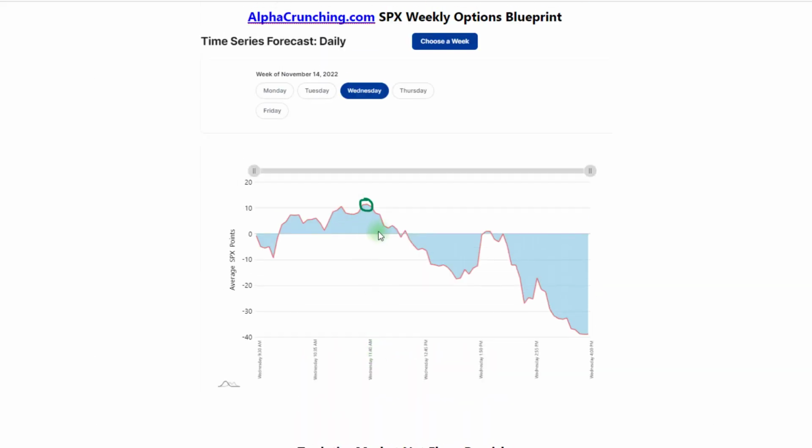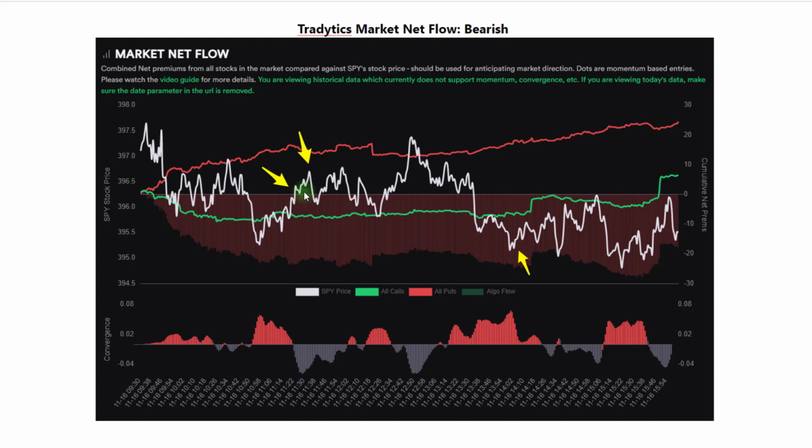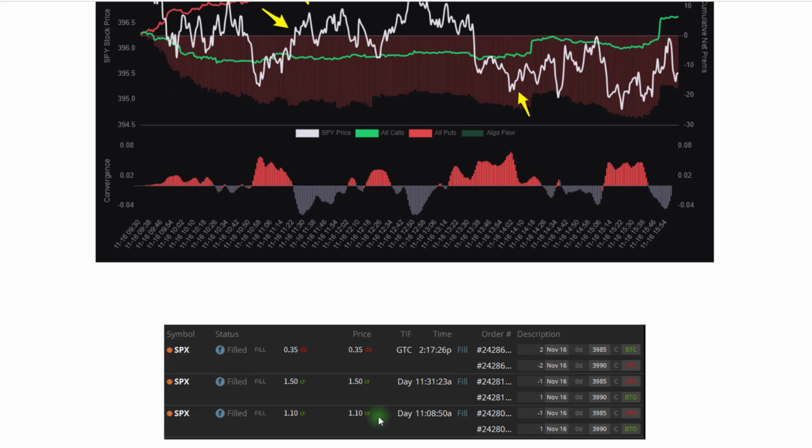And again, looking at what the blueprint's doing, I was using the market net flow with some very simple technical analysis to help confirm the trade. And this is the trade details of that particular trade.